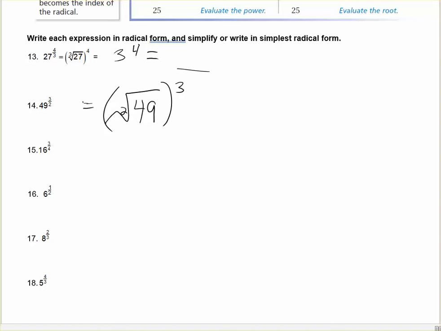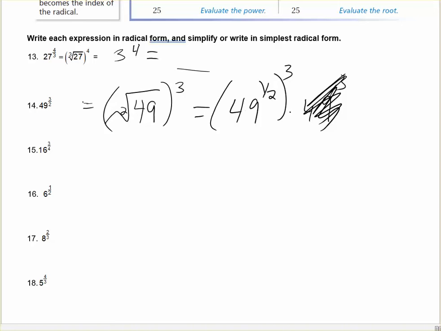to the 3rd power. You could also write this as 49 to the 1/2, to the 3rd power. And then you could say, well, what is 49 to the 1/2 power? That's the same as the square root of 49, which is 7, and then you'll have 7 to the third power. So in any case, you're going to get 7 to the third power, whether you do it here, or whether you take the square root of 49 here, and then raise that to the third power.